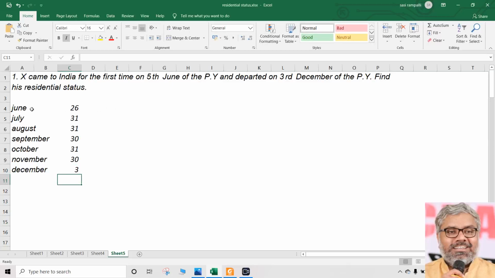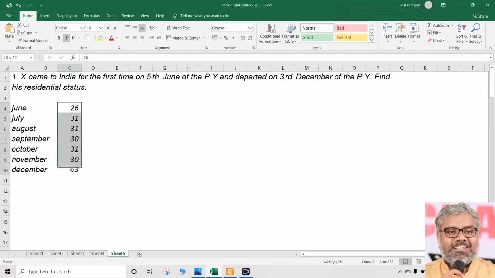So the number of days of stay in each month, first of all, we should note: June, July, August, September, October, November, December. Only the calculations to be done carefully are for the month of arrival and the month of departure. The remaining are only just to know how many days that month will have. This is primary school stuff. So July, August, September, October, November, December 3 days only because he departed on that day, June 26 days he stayed in India because he came on 5th.